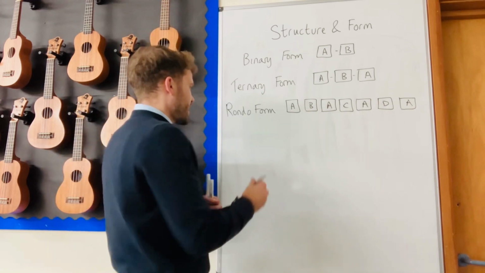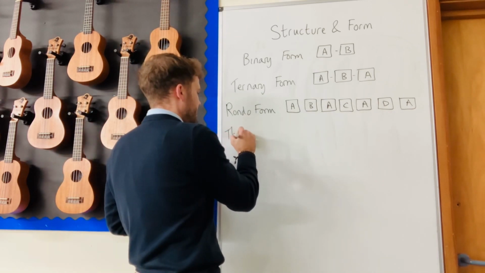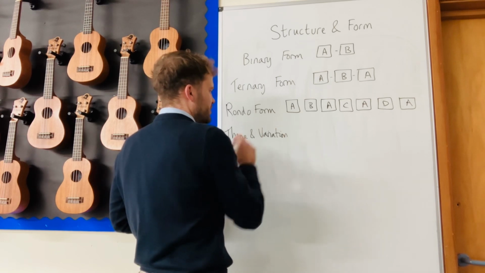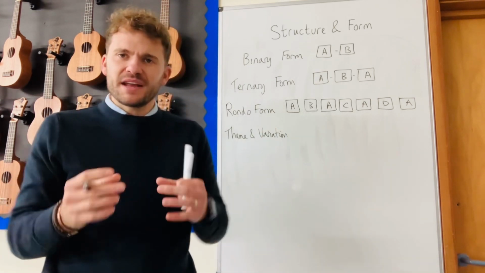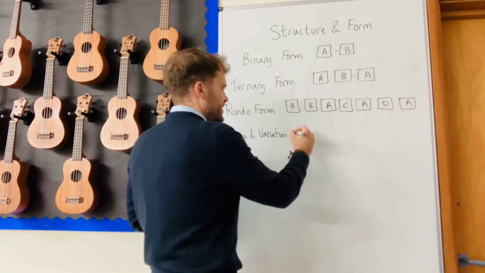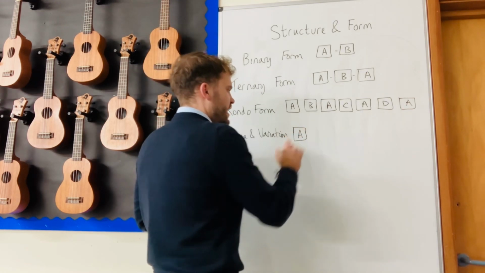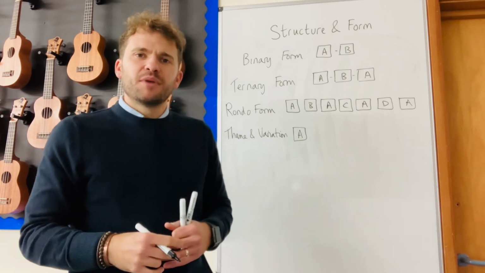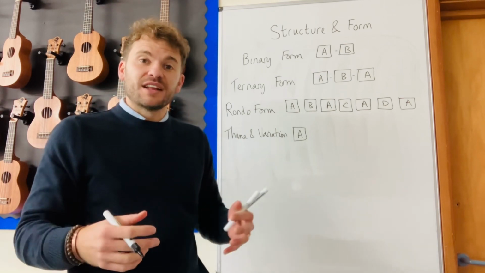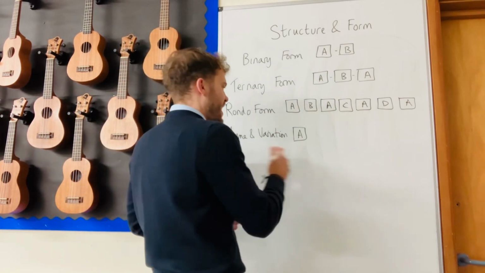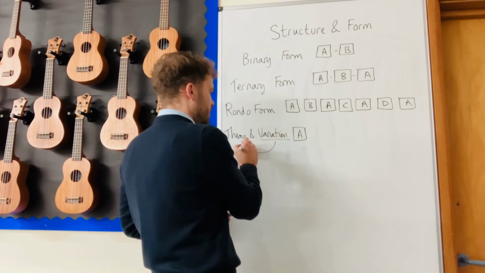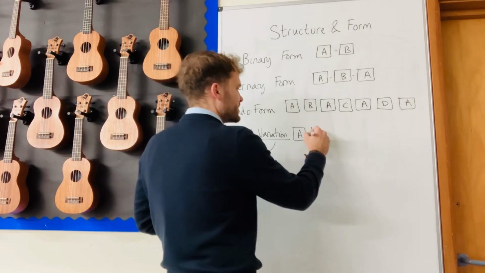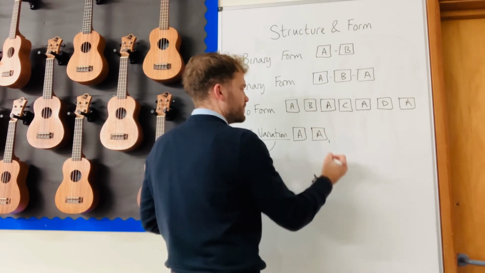The next structure we're going to look at is one of my favourites. It's theme and variation. Now theme and variation is one of my favourites because you have a main idea, a main concept, so let's call it A, and then that A idea is played again, but one of the musical elements is changed, it's developed, it's manipulated so that you have a variation on the original theme. So we would call that A1.